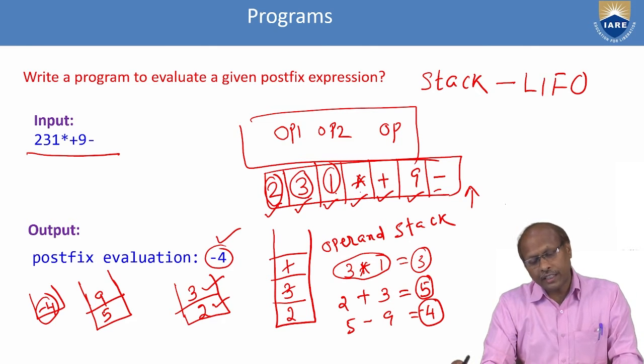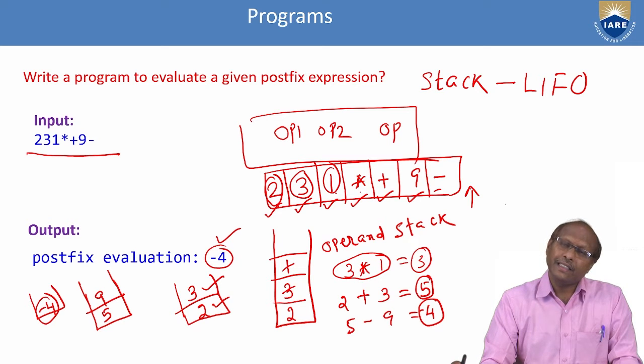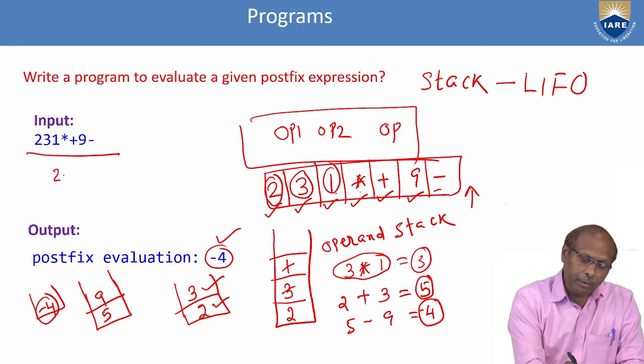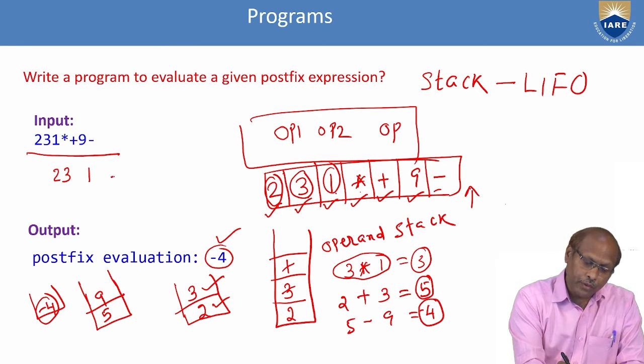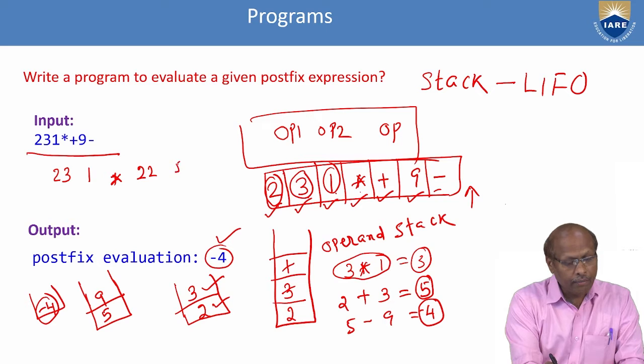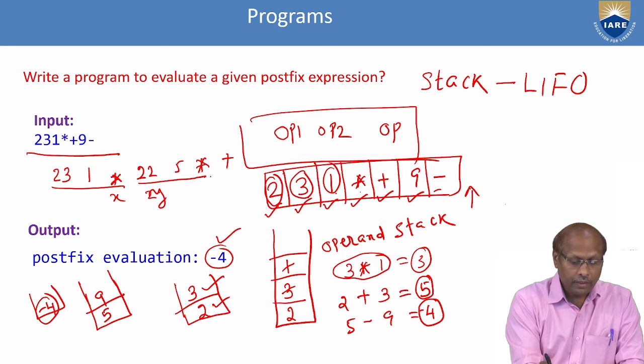Of course, you may ask, sir, is it possible to give even double digit numbers also? Yes, it is possible. But while giving double digit numbers, you have to give them like this. For example, 23, 1, star. This is one expression. Assume 22, 5, star, plus. Because of this I will get one value, some x. Then for 22 and 5, I will get another value, assume y. Then the plus gives x plus y.